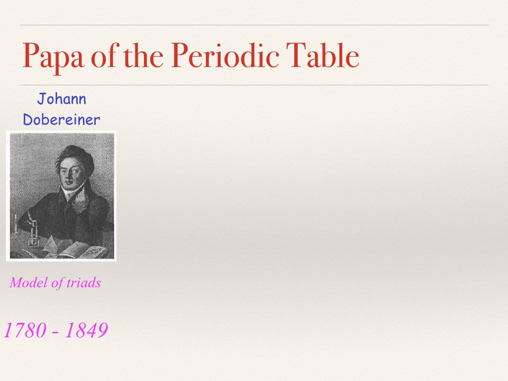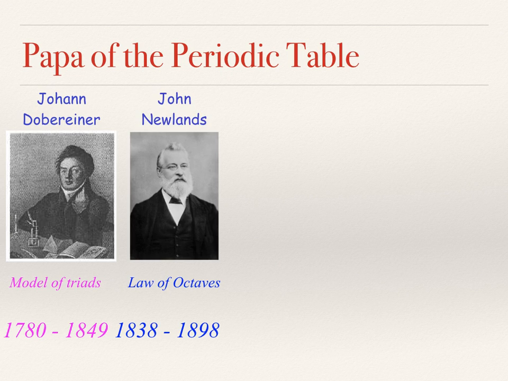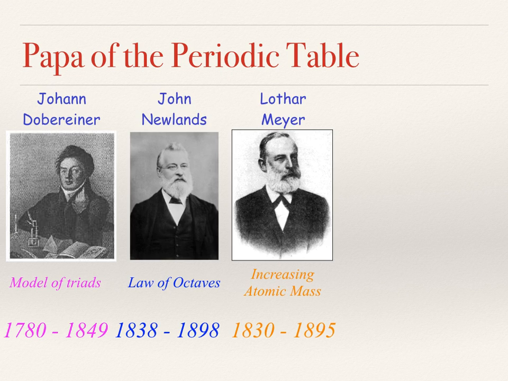First, one I want to make mention of is Johann Dobereiner. He saw some patterns within groups of three, and so he saw that certain groups of three had similar properties. John Newland saw groups of eight. Lothar Meyer decided that he was going to arrange the periodic table in terms of increasing atomic mass.